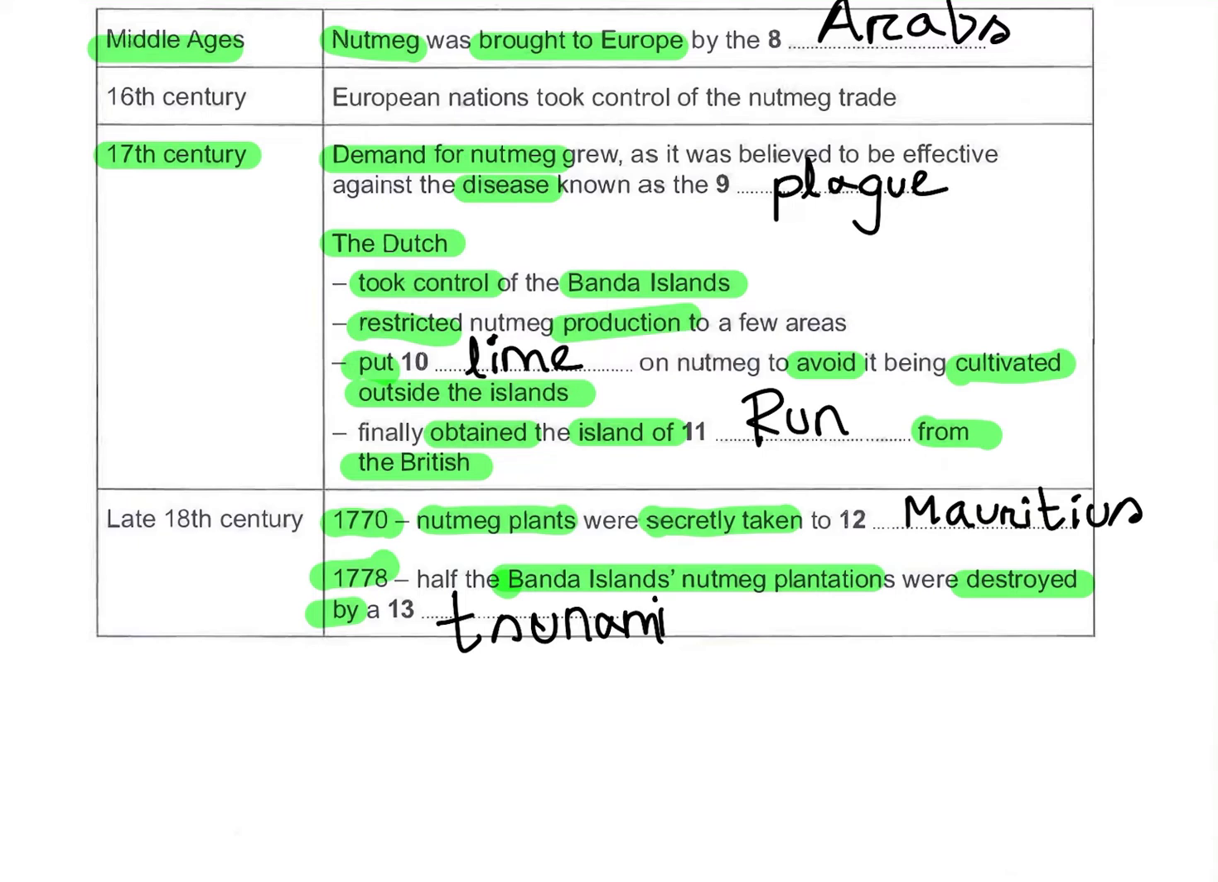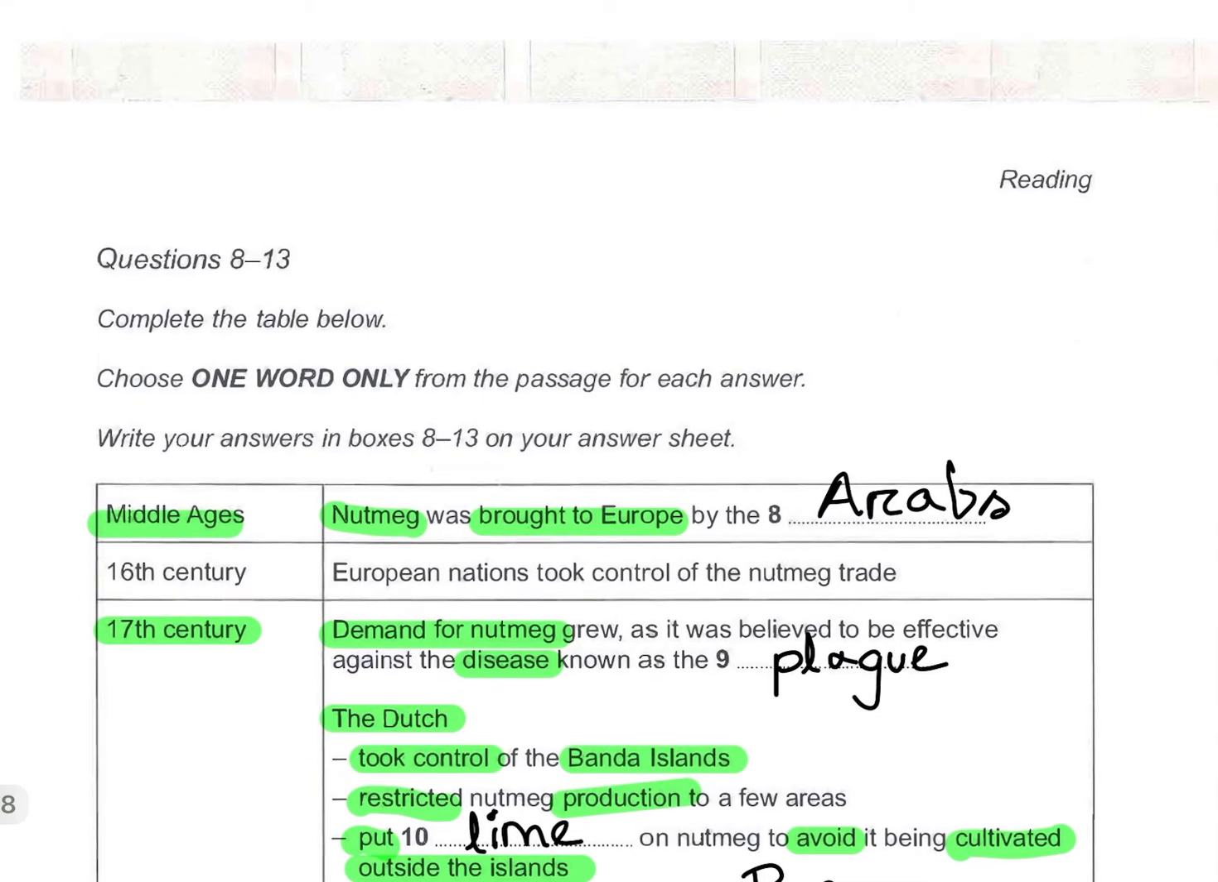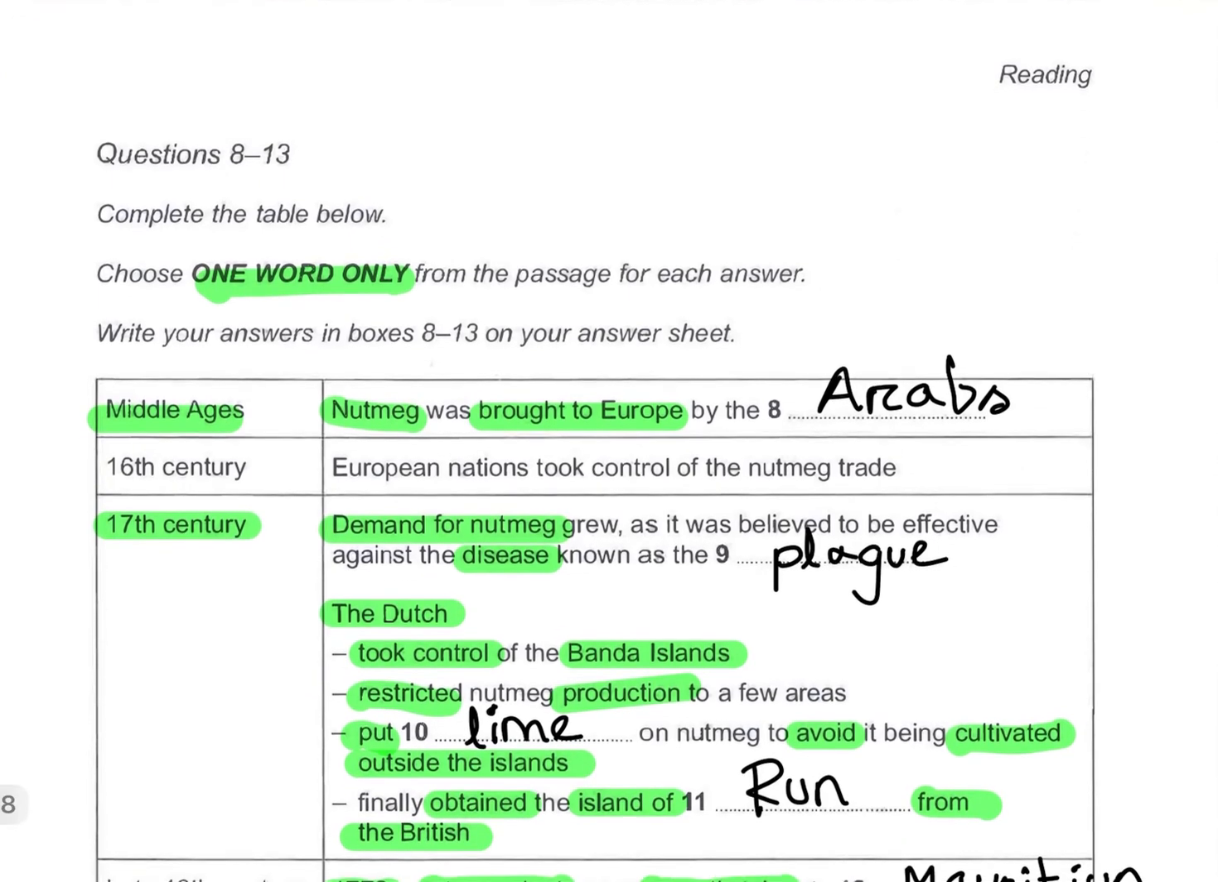tsunami. Okay, but why tsunami? Why not volcanic eruption? Because the instructions in the question said to choose only one word. For that reason, since volcanic eruption is two words, the correct answer will be tsunami.